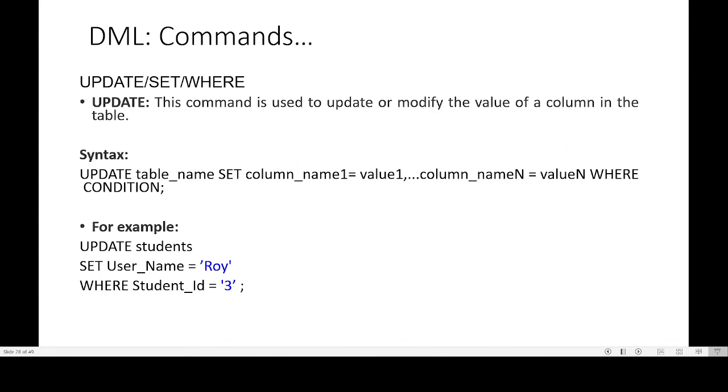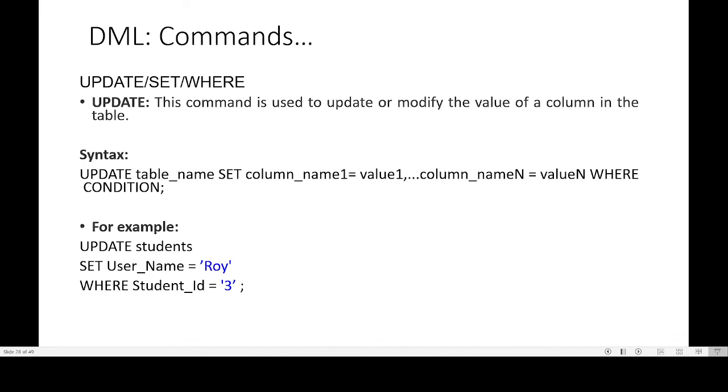So now we have, for the DML commands, update. Update is used to update or modify the values of a column in the table. So the syntax for update is, we can use update then table name. Which table we are going to update, that table name we should put here. So update table name. Then what update are we going to do? Suppose I want to change the value of column name 1. Then what can I do?